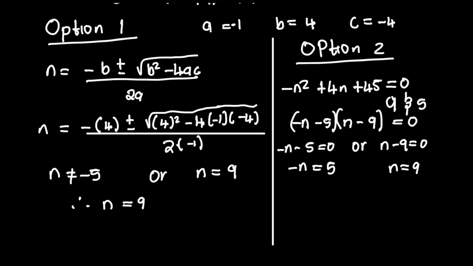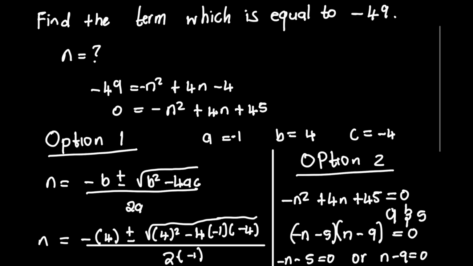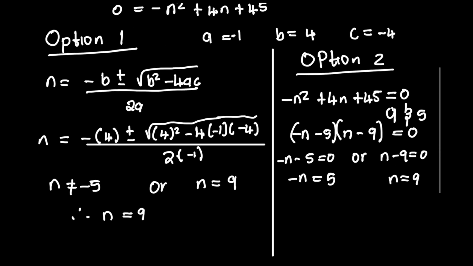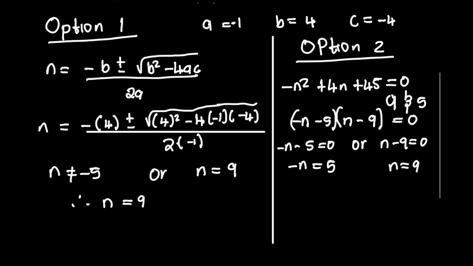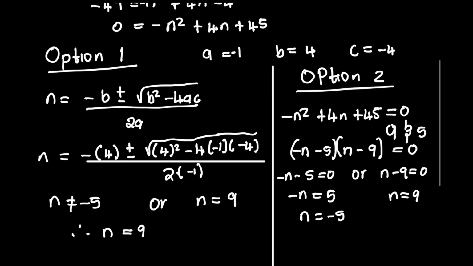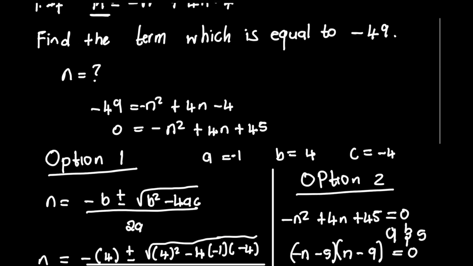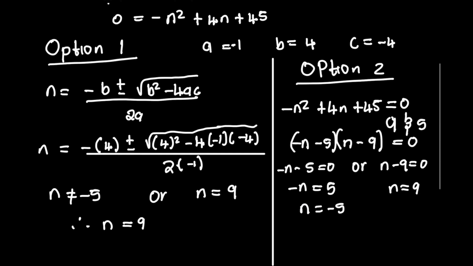Because we are looking for n and not negative n, we are going to divide by negative 1. So we're going to be left with n is equal to negative 5. And like I said before, we are looking for a position, and we can't have a negative position, so negative 5 is not acceptable. Therefore, our answer is n equals 9.